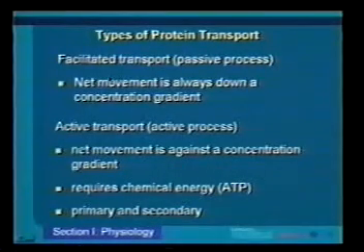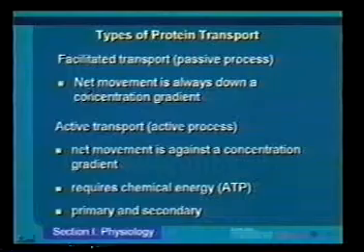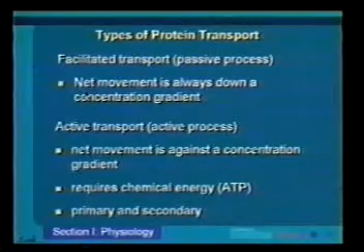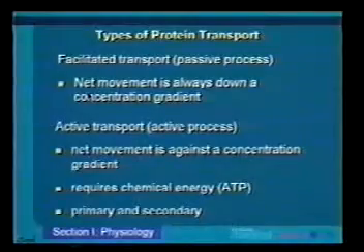Passive processes then proceed independent of cellular metabolism. Now, with facilitated transport or facilitated diffusion, the net movement here is always going to be down a concentration gradient. Why? Because with facilitated transport, it is the concentration gradient that is driving the process. This is what this process has in common with simple diffusion. Simple diffusion and facilitated transport are both passive processes driven by concentration gradients.